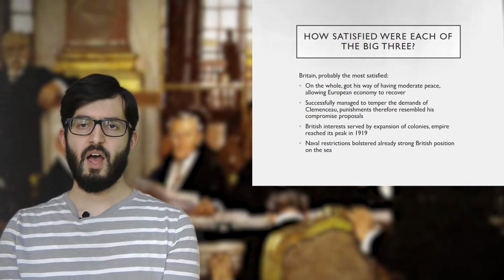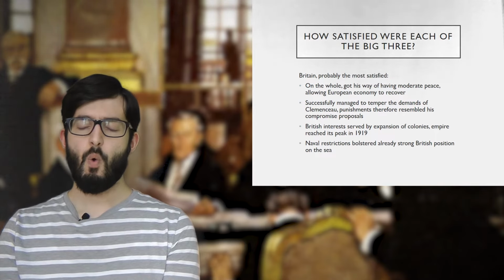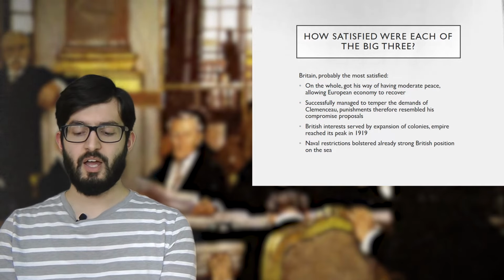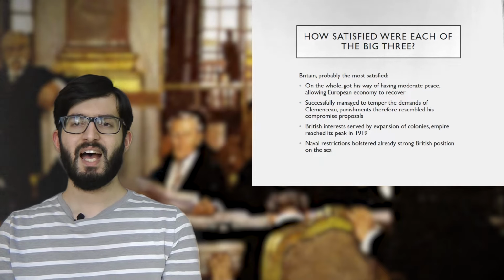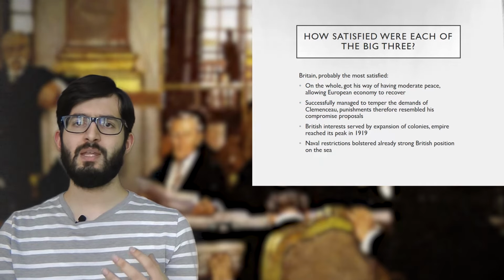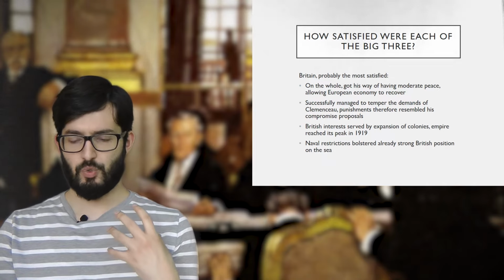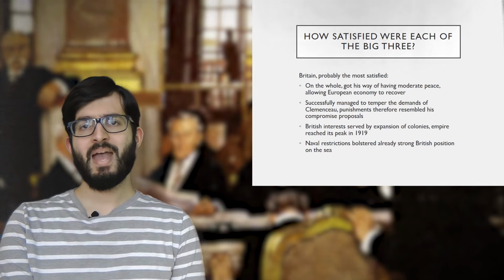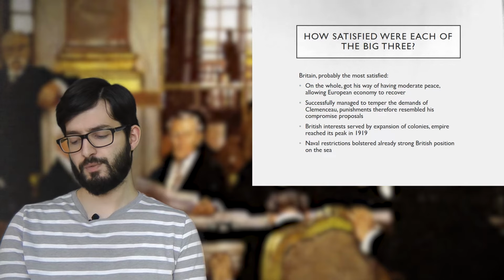And finally, of course, another very cheeky addition to the Treaty of Versailles, designed to serve the British, were the naval restrictions placed upon Germany. These, of course, were designed to bolster the already strong position of Britain on the seas, as it essentially took out Britain's only major naval rival. And so this, again, was a result which the British were pleased with. And so on the whole, the Treaty of Versailles ends up resembling many of Britain's key aims and interests at the outset of negotiations.